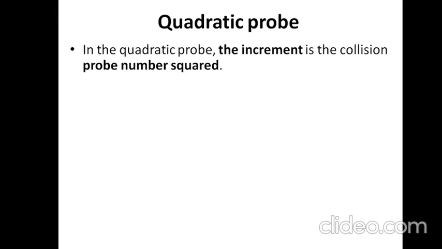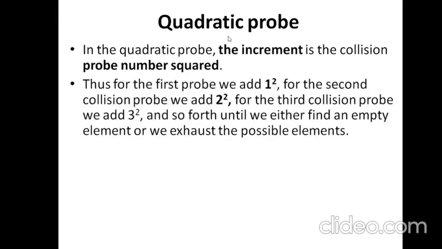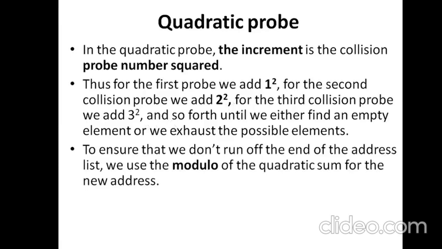So we keep maintaining the number of probes we are conducting. Let us say currently we are doing the 6th probe for a particular element. Then we use 6 squared as the value. We calculate 6 squared and add it to the address. We will see an example for that. The first probe will take 1 squared, the second probe 2 squared, the third 3 squared, and so on, until we find an empty element or we exhaust the possible elements.